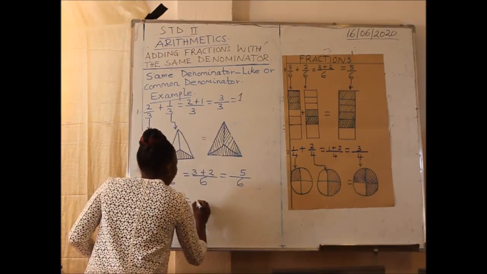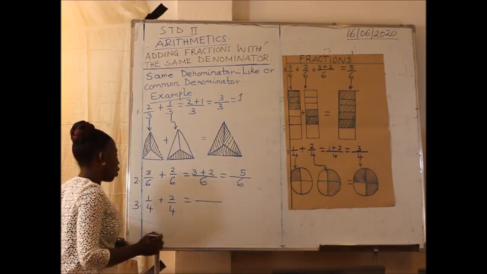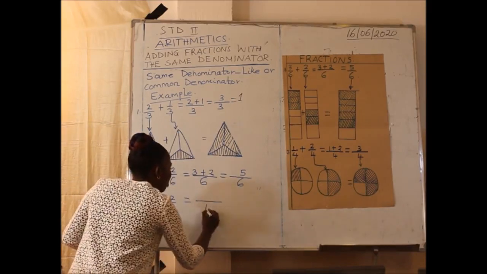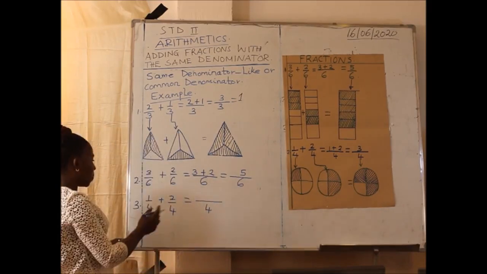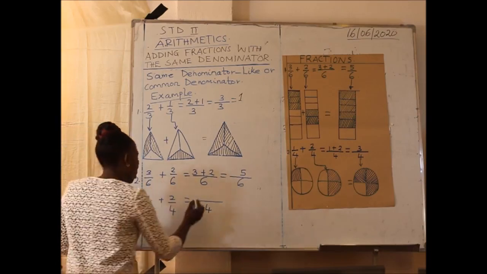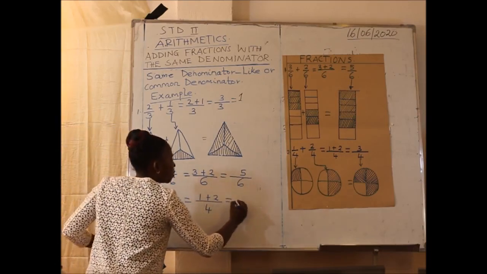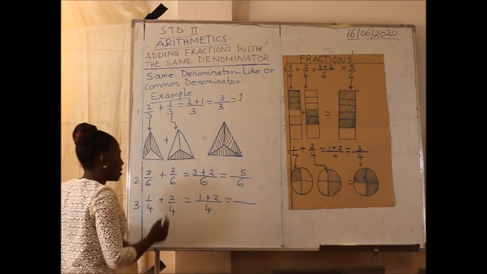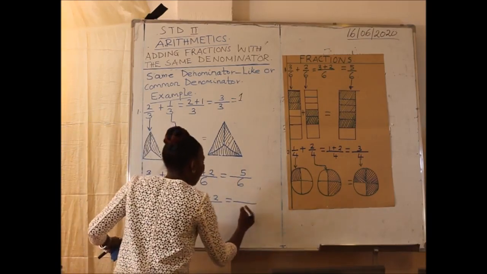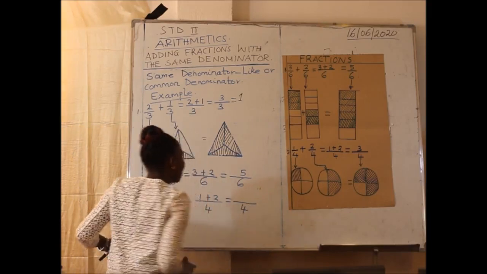Remember, we are dealing with the same or common or like denominator. So we have to write the denominator as it is, but the top numbers are the ones which we are supposed to add. So we have to take 1 plus 2 equals 3. Then you draw a line, separate the top number from the bottom number. Then we write the denominator as it is.